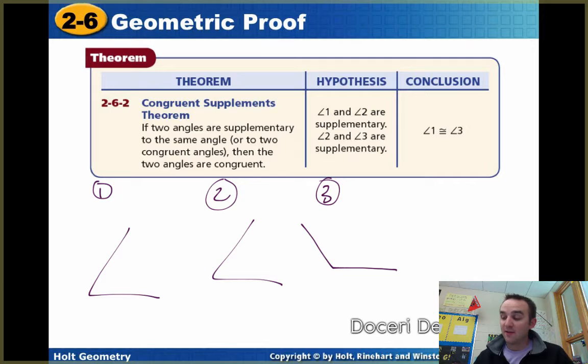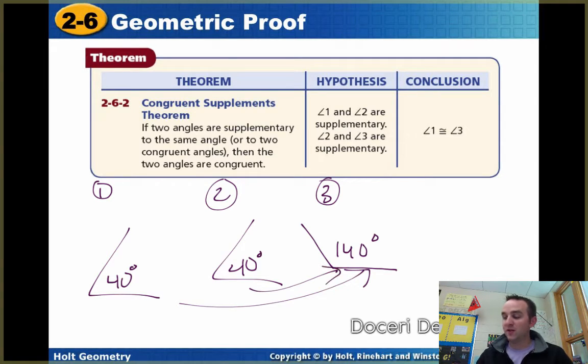So what this is saying is if I have angles 1, 2, and 3 here, if I know that 1 and 3 are supplementary, so let's say this is 40 and this is 140, so I know those are supplementary, and then I also know that 2 and 3 are supplementary, which would make this 40 and 140. If 1 and 2 are both supplementary with the same angle, then they have to be congruent. So they're both supplementary with 140, which means these two have to be congruent to each other.